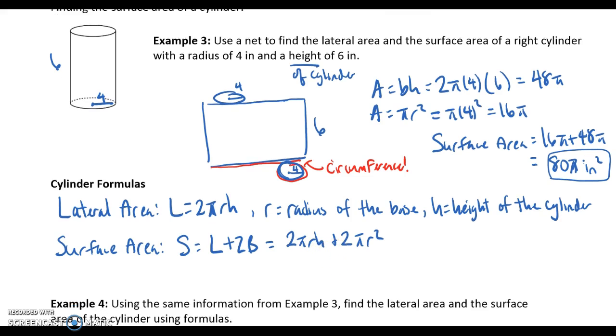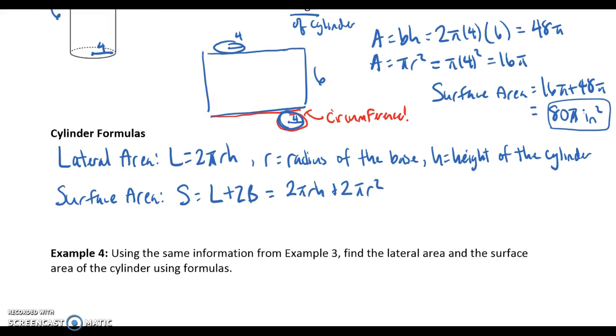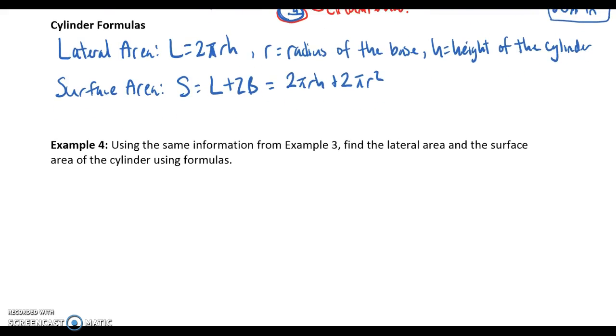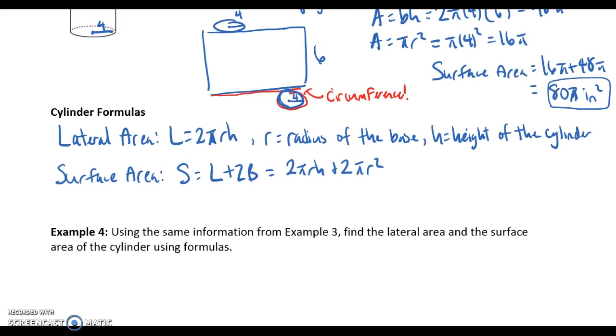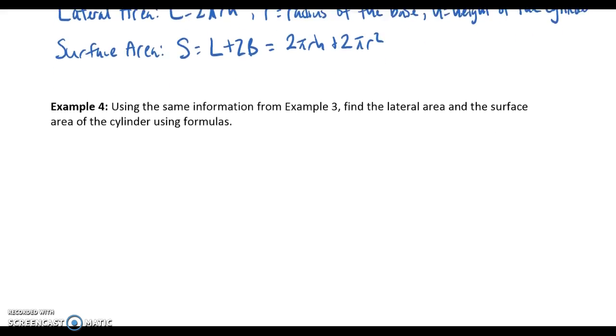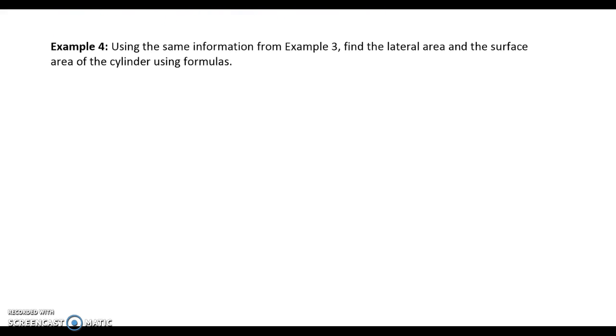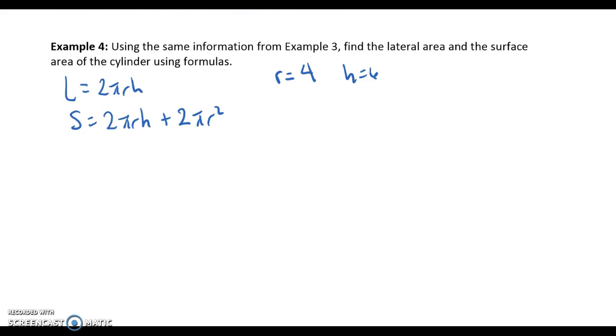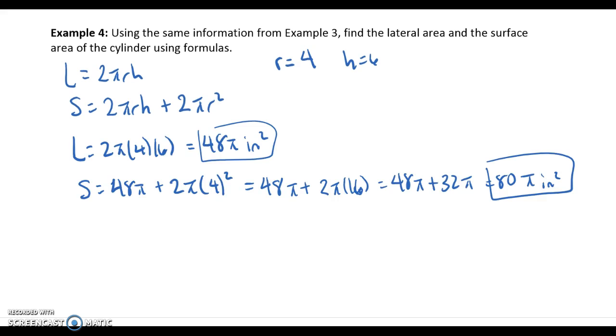Okay? Let's just finish this off by checking with our formulas. And again, you can pick the nets or the formulas. Don't do both. All right? And let's just double check. Do we get 48 as our lateral area and 80 as our surface area? So that's the information from above. I'm just going to plug in r and plug in h. And there we go. It checks out perfectly because, again, these formulas we can pull from our net. So they give us the same answer.